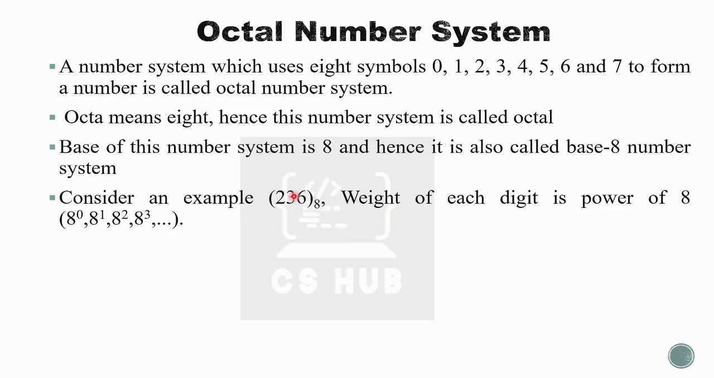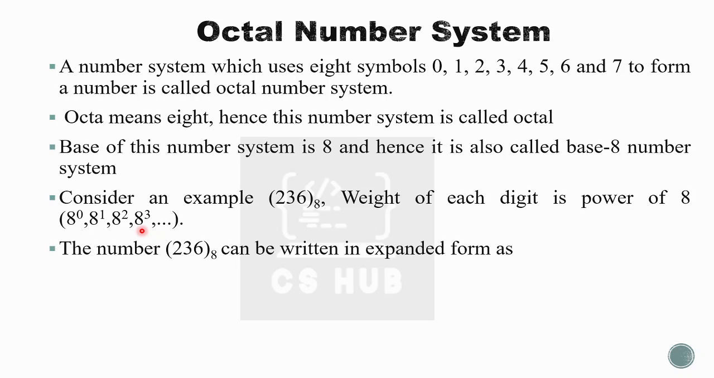Consider an example, 236 with a subscript of 8, which means this 236 is an octal number. If we simply write 236, it will be thought of as a decimal number, decimal 236, but here it is an octal number 236. Its base is 8, so the place values will be powers of 8: 8 raised to 0, 8 raised to 1, etc.